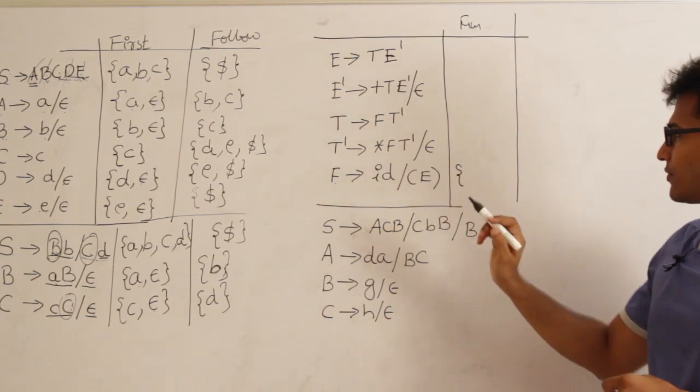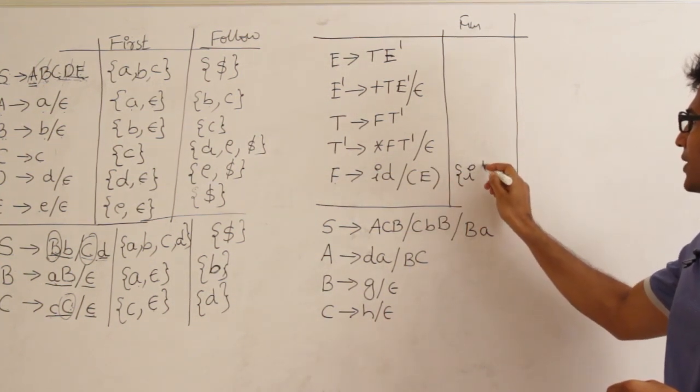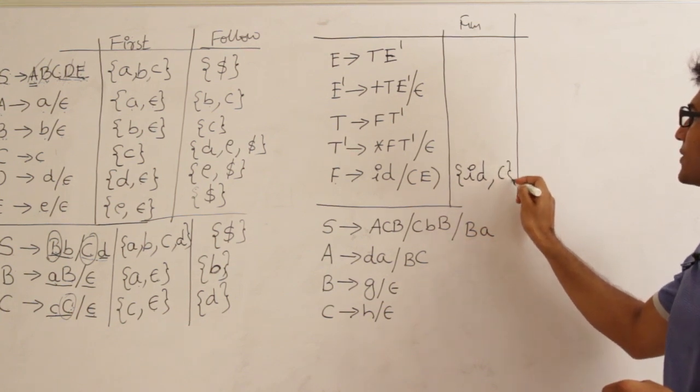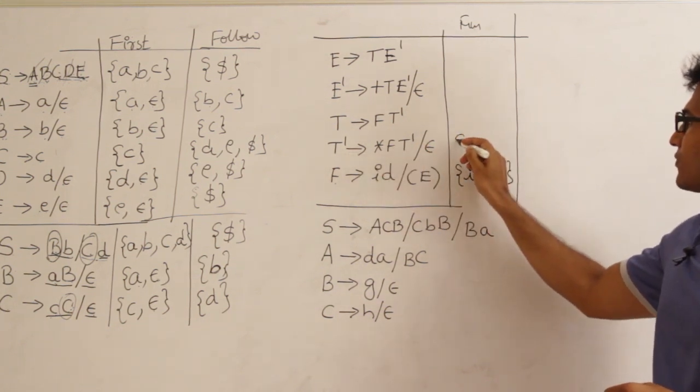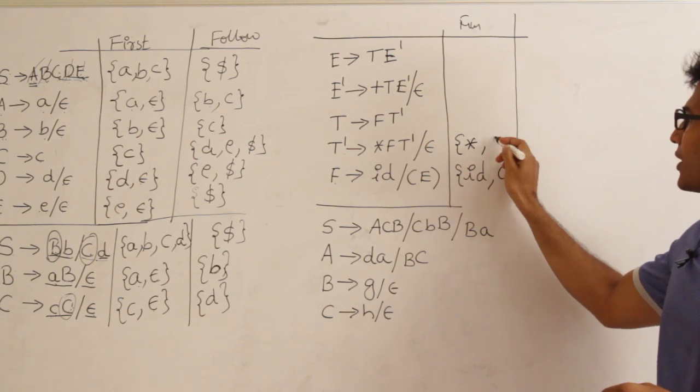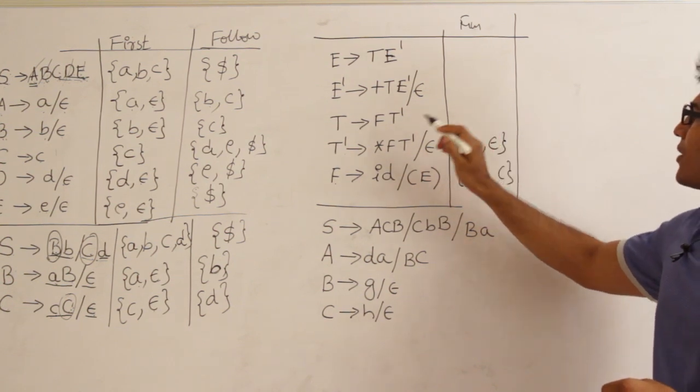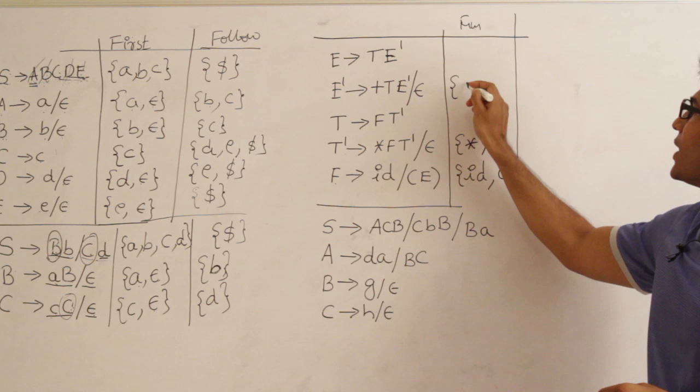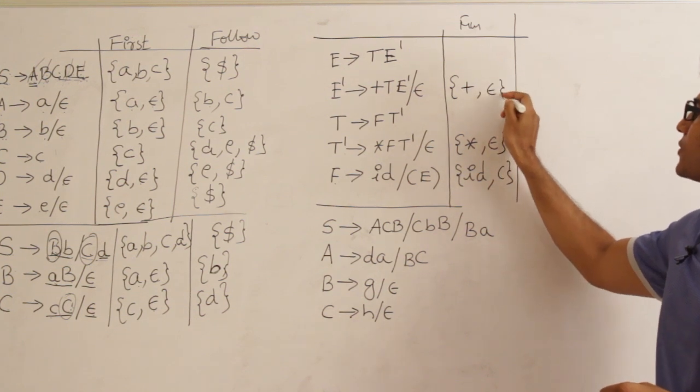So what is first of F? First of F is ID and open brace. What is first of T dash? First of T dash is one is star and other is epsilon. And what is first of E dash? First of E dash is one is plus and other is epsilon.